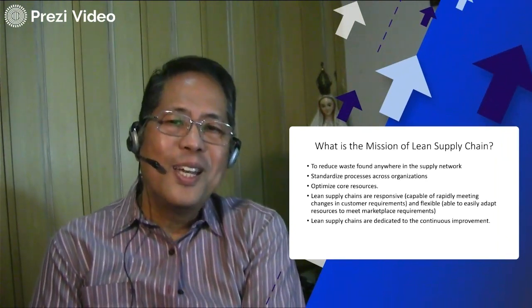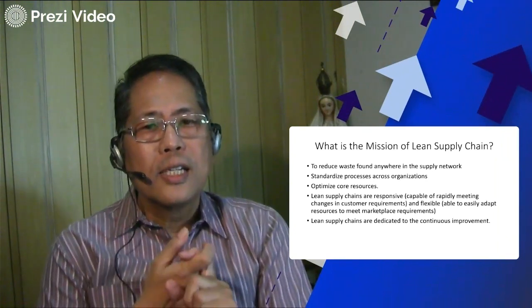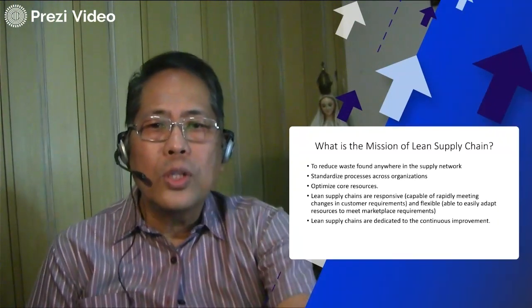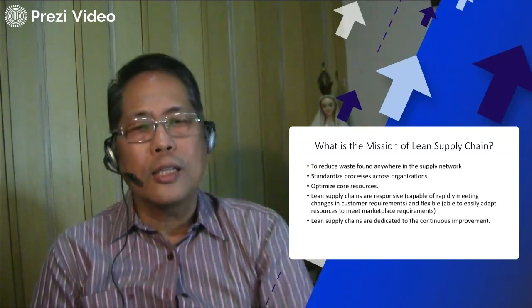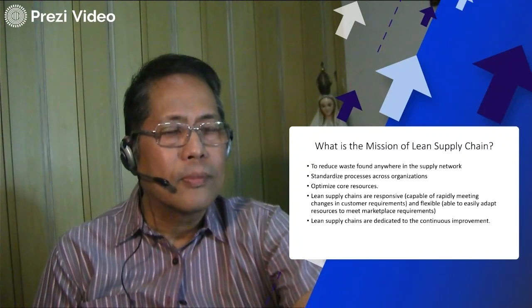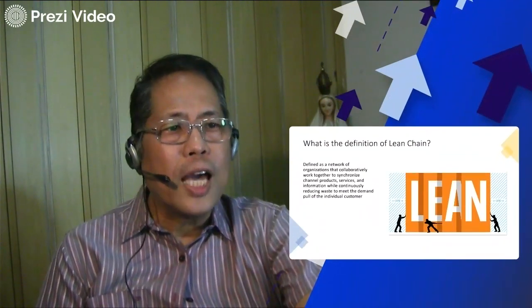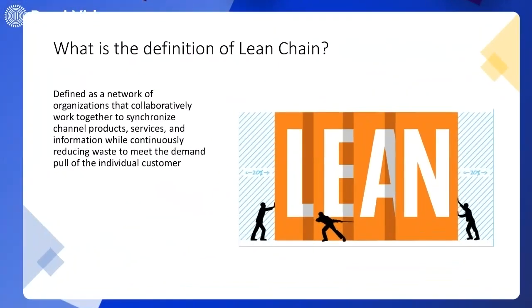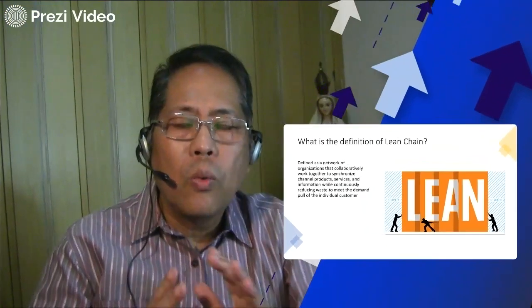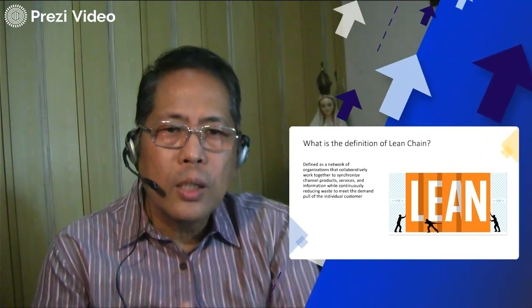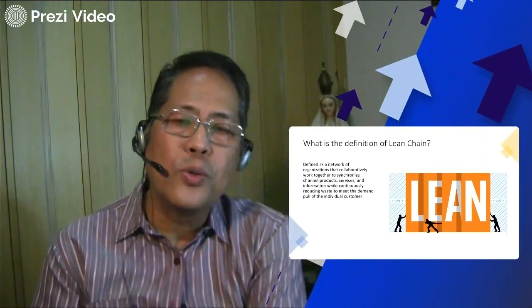Finally, lean supply chains are described as dedicated to the continuous improvement of people and processes throughout the extended supply chain. A lean supply chain is defined as a network of organizations that collaboratively work together to synchronize channel products, services, and information while continuously reducing waste to meet the demand pool of individual customers.